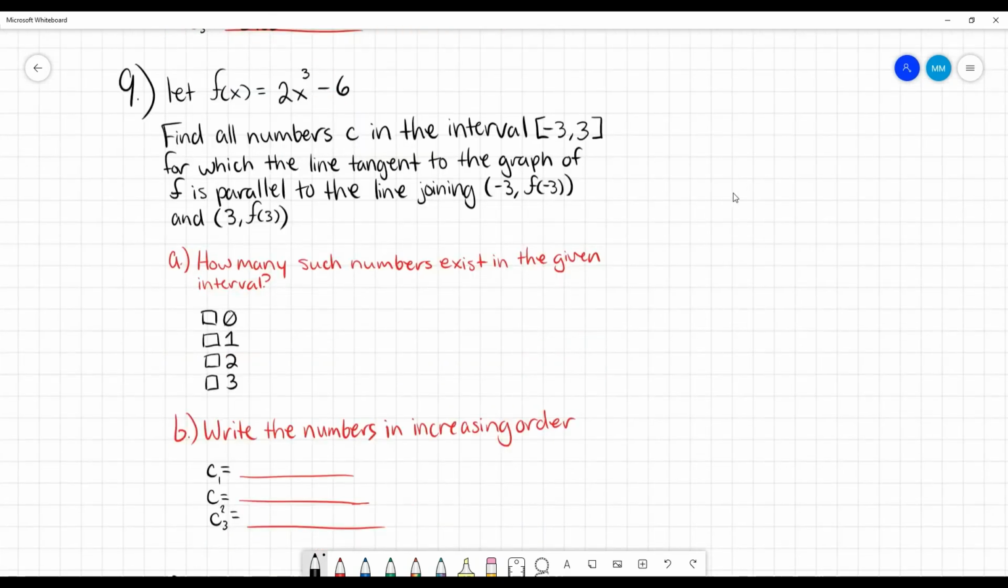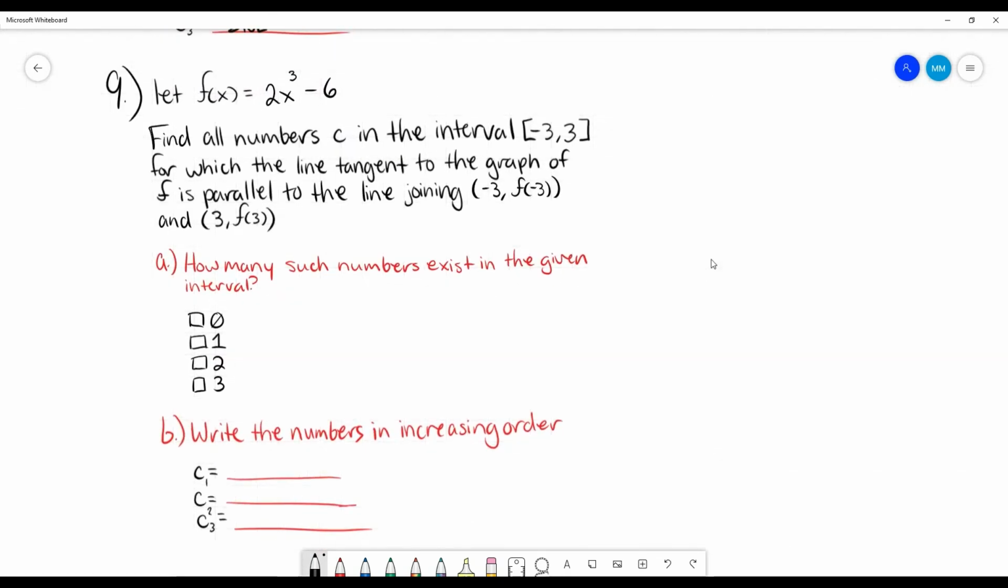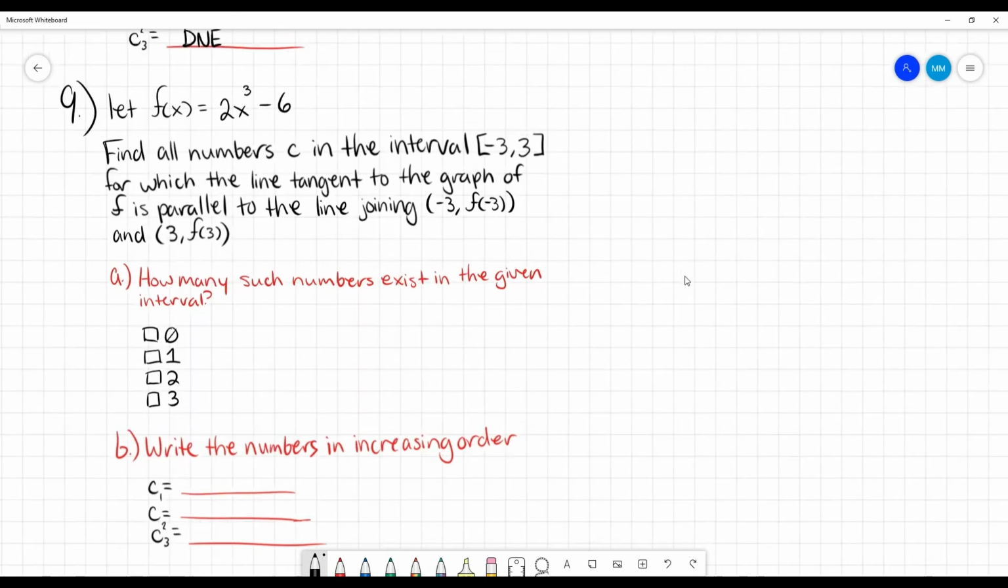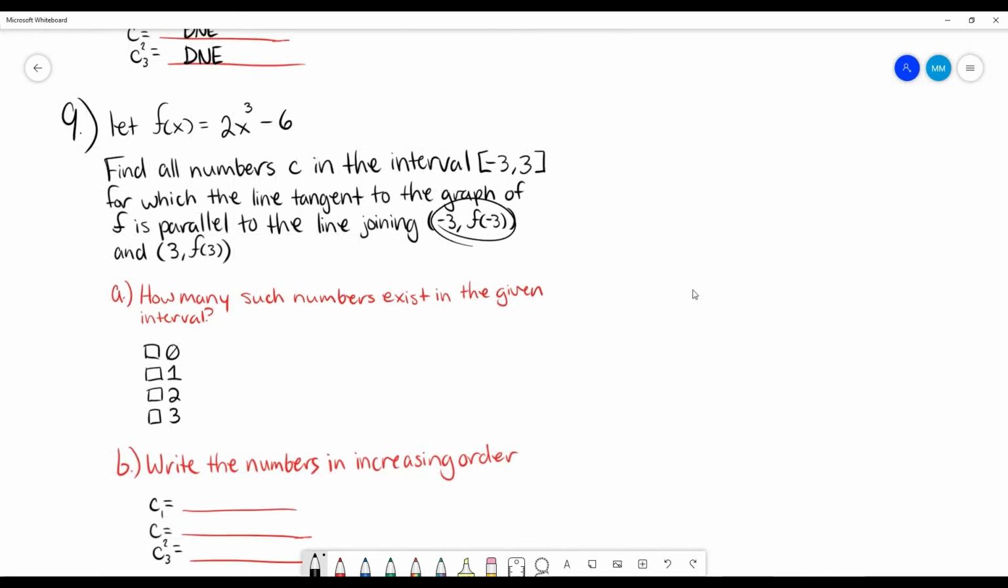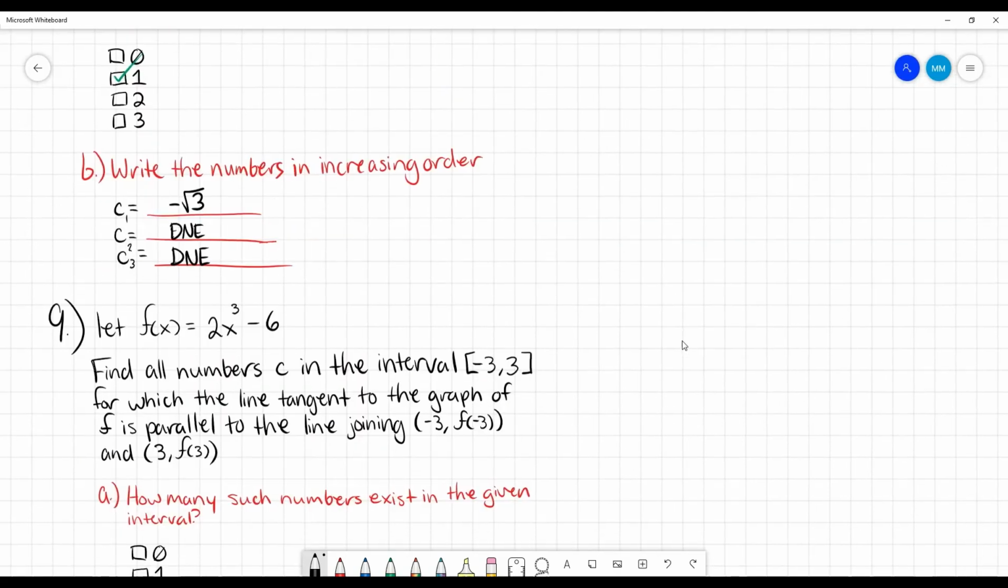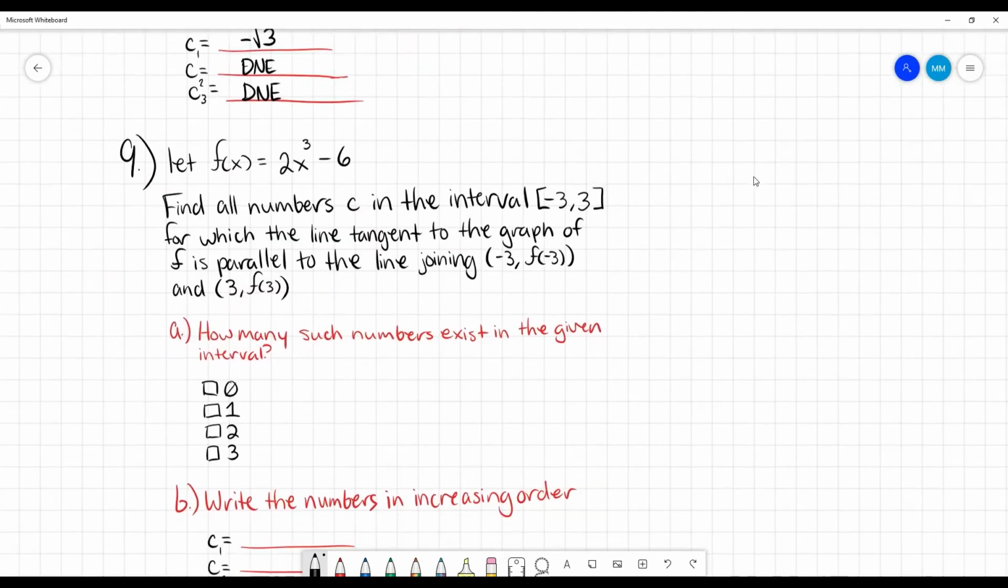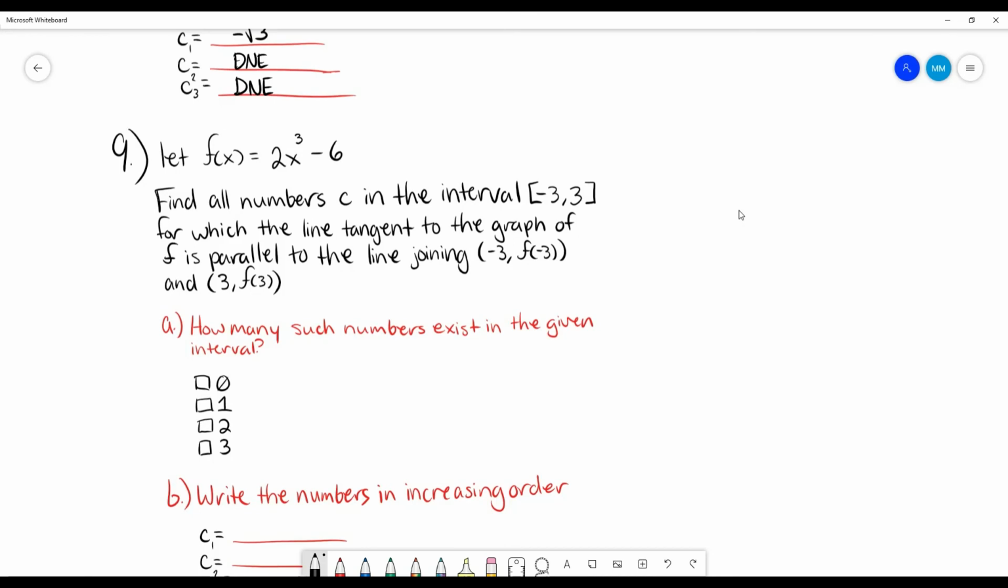The next one is the exact same question, but a different interval and a different function. So this time, our points here, we've got -3, comma, f of -3. So I'm going to plug in -3 there. Oh, wait. Is that a different function? No, that's barely different. Okay. Sorry. So I plug in a -3. That's going to be a -54 minus 6. Right? Because -3 cubed is -27 times 2 is -54. So that's going to be a -3, comma, -60.